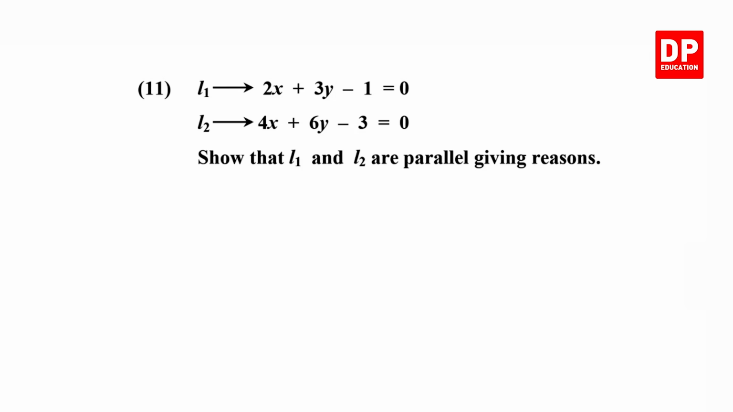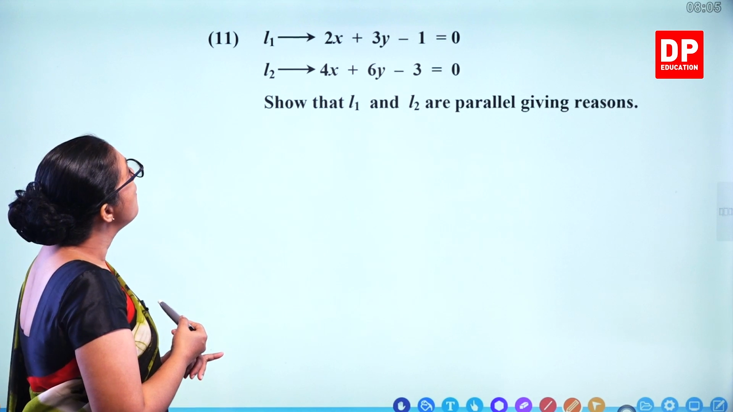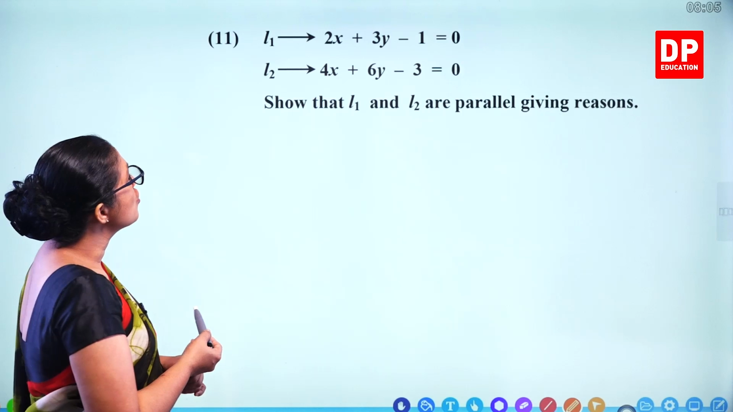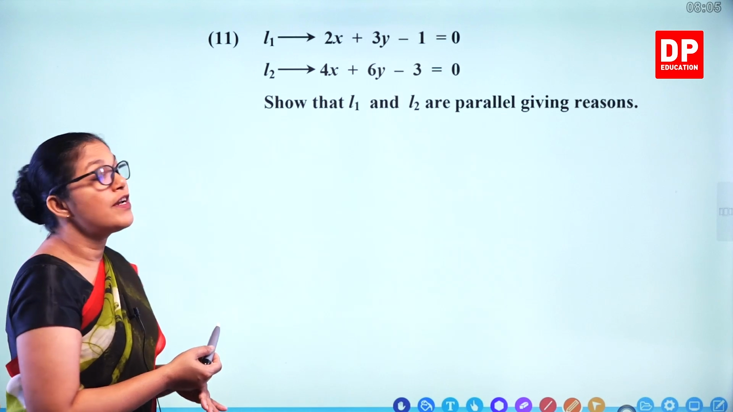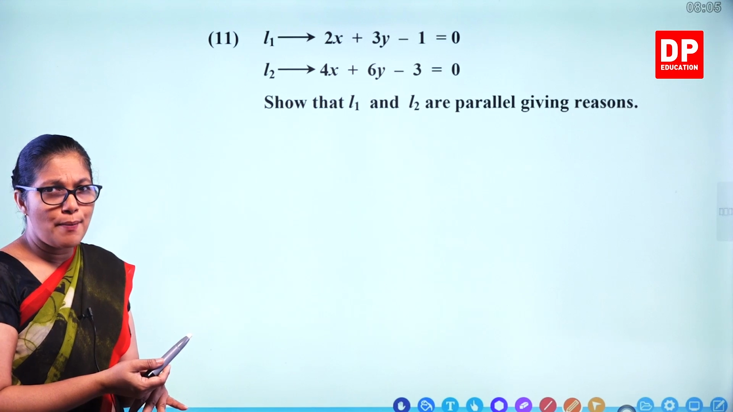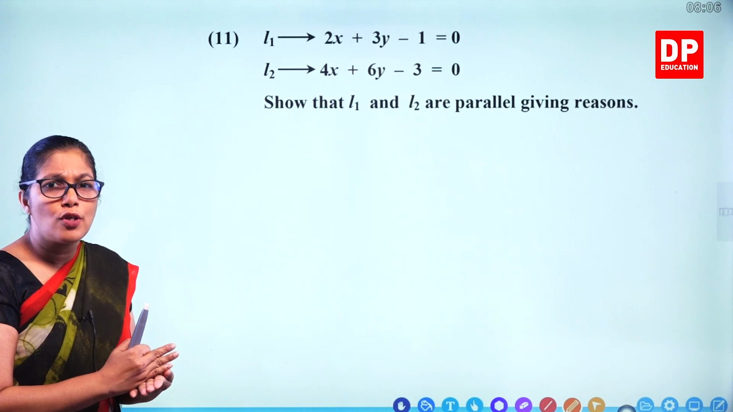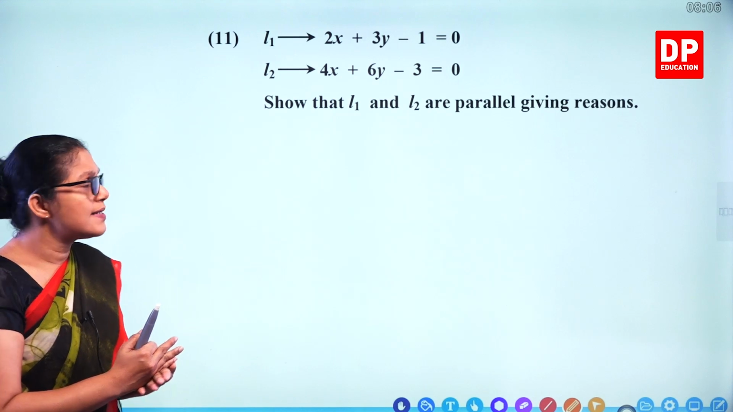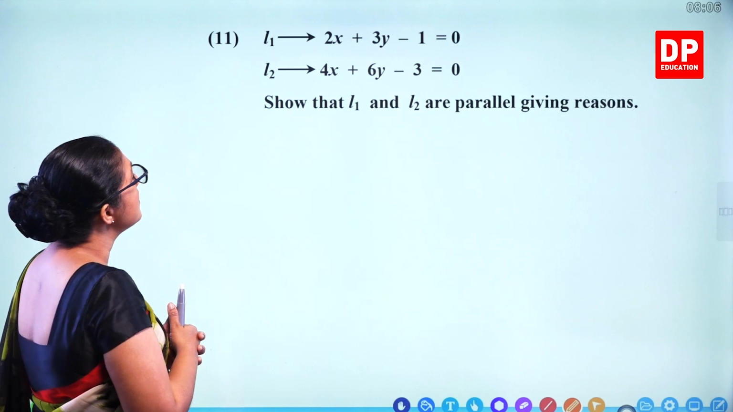Question number 11. Two equations and two unknowns we call simultaneous equations. Show that L1 and L2 are parallel, giving reasons. So if the two lines are parallel, what can you say about the two lines? The slopes are the same. Gradient is the same. So you have to show that gradients are the same.